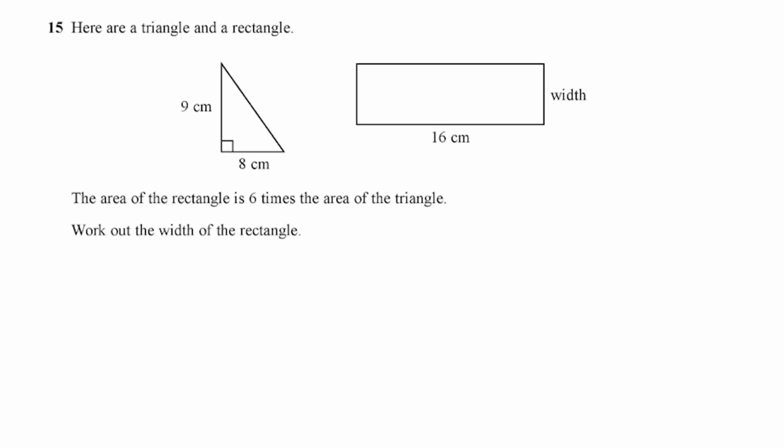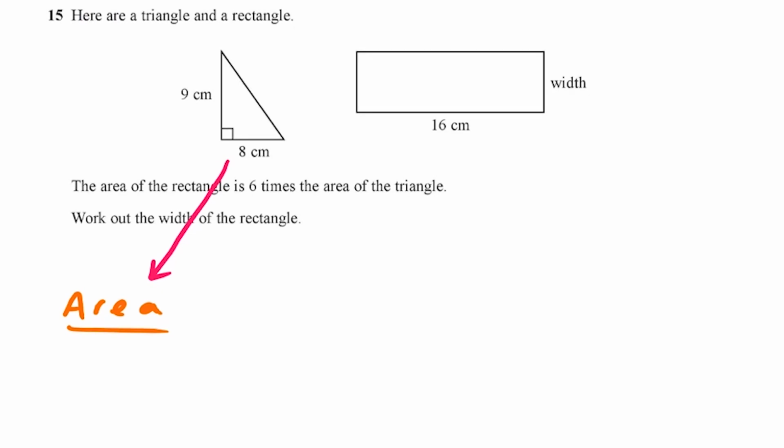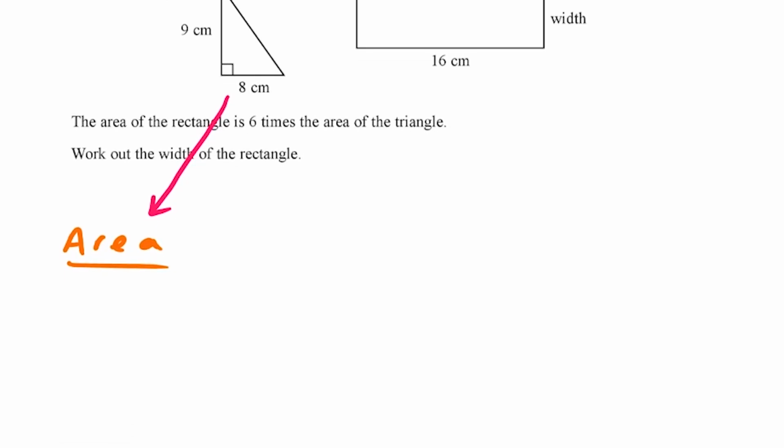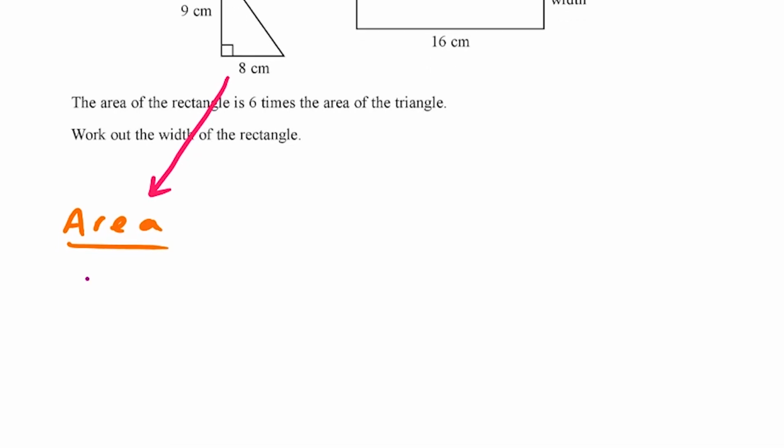Question 15. Here are a triangle and a rectangle. The area of the rectangle is 6 times the area of the triangle. Work out the width of the rectangle. Okay, let's first of all work out the area of that triangle. To find the area of a triangle, you multiply the base times the height, and then you halve it. Or you might have been taught half base times height. It's the exact same thing, just in a slightly different order.